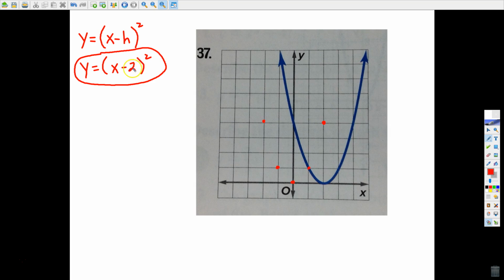So once again, these horizontal translations can tend to be a little tricky. It looks like it should be left because of that being negative, but you literally have to focus on what this number is in this spot. Okay, and that will be your answer for number 37.